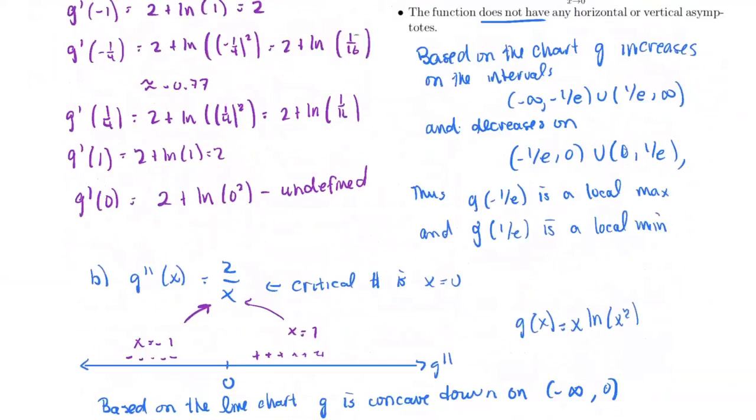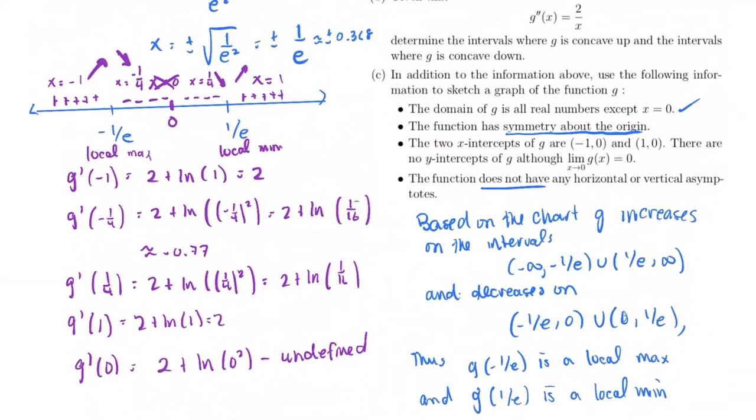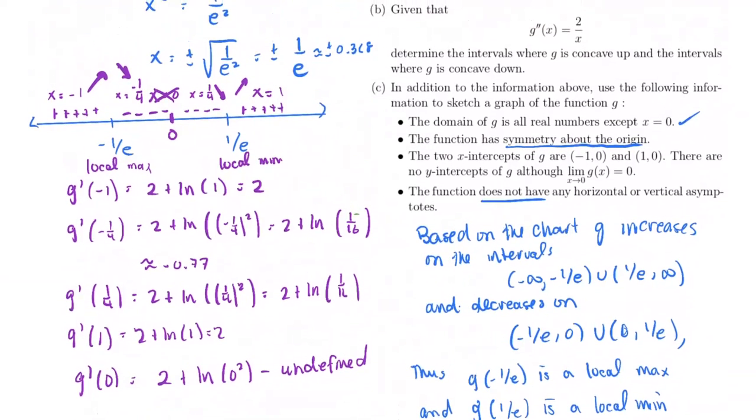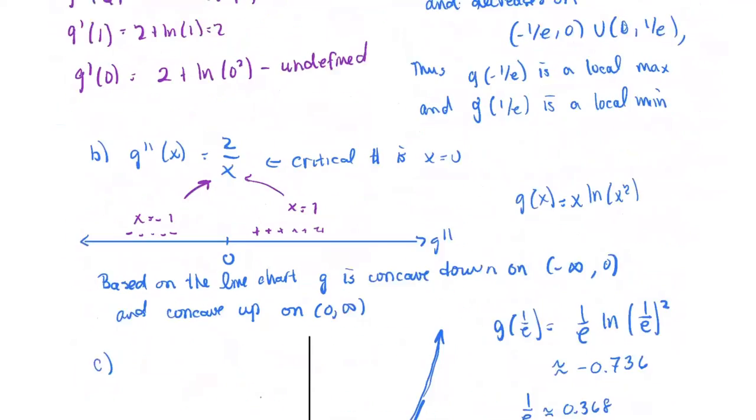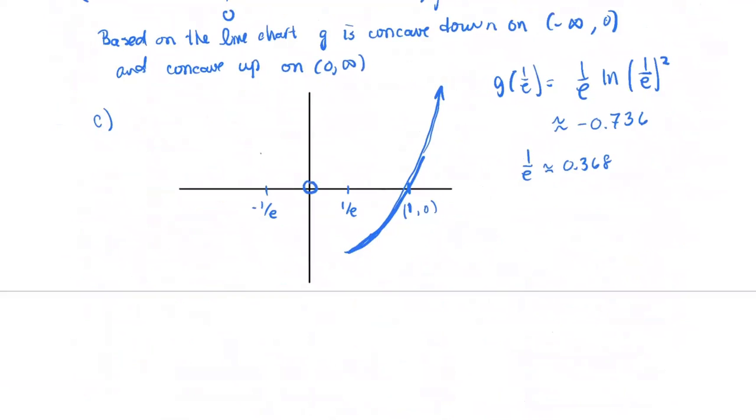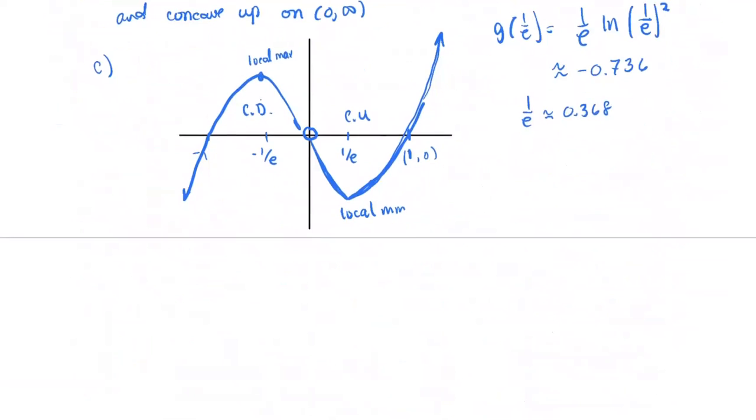It's just going to go, and then I just need to know what happens on the other side. The function says there are no y-intercepts, but notice that the limit as x goes to 0 is equal to 0. So again, this is undefined, but they're telling me there's a limit. And because there's symmetry, that means this is true on the other side. And again, there's the local max. It's concave down, it's concave up, and there's the local min.